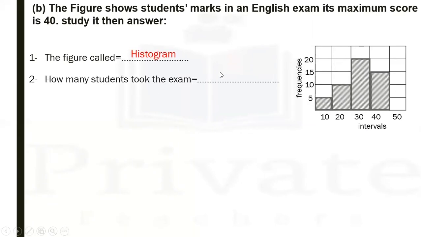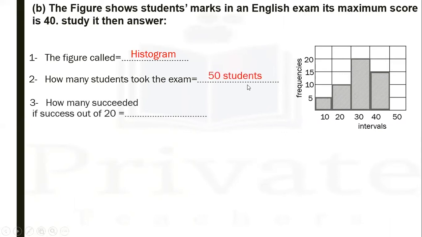How many students took the exam? As we said, we just have to add the frequencies together. Here the frequencies are 5 plus 10 is 15, 15 plus 15 is 30, 30 plus 20 is 50 students.